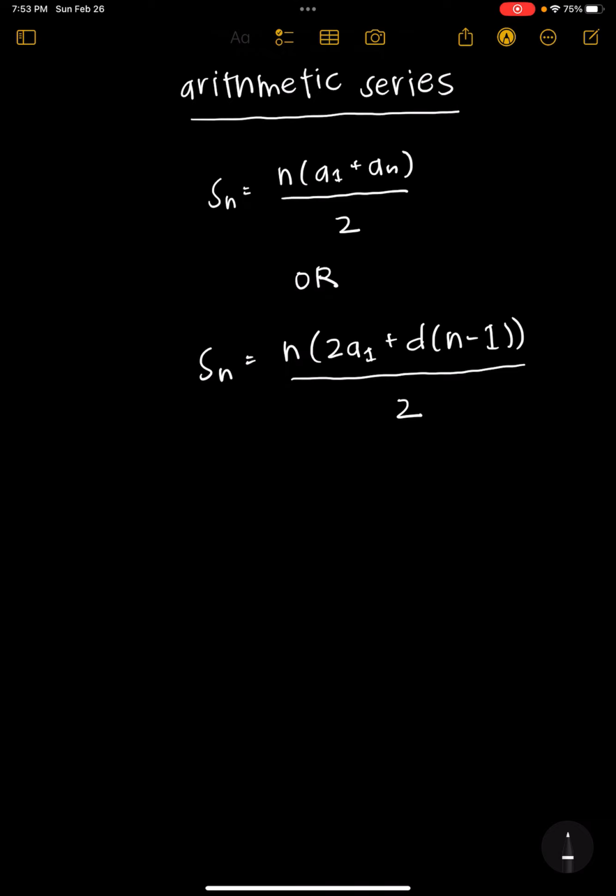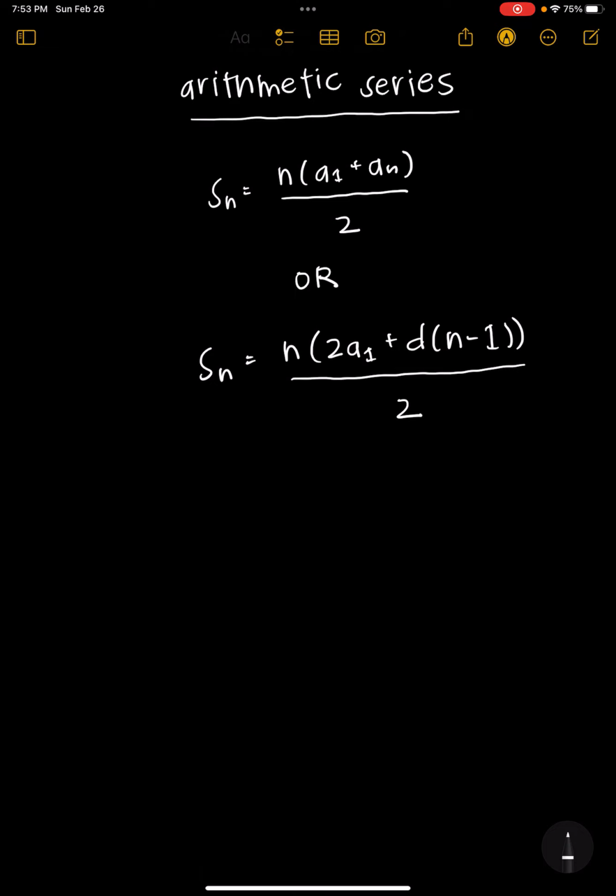Hey everyone, so now we're going to be talking about arithmetic series. Arithmetic series are slightly different than arithmetic sequences. While they're the same, like we're adding something every time, in series there's an ending to them. So in an arithmetic sequence, remember we had those dots to them, so they went on forever and ever. In an arithmetic series, you have an ending.